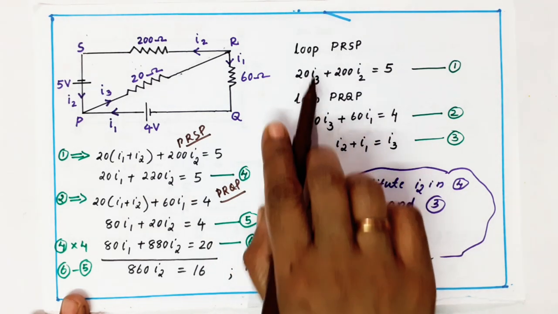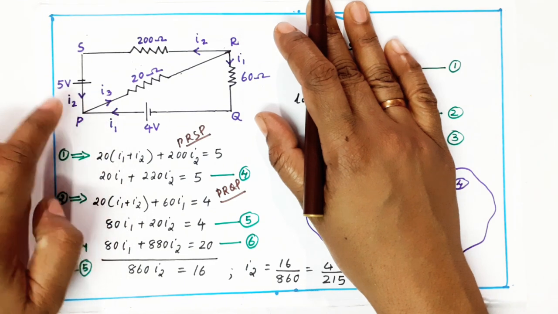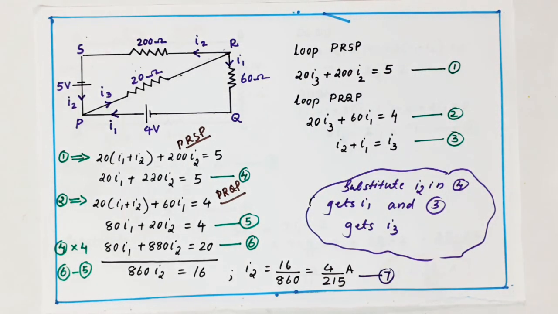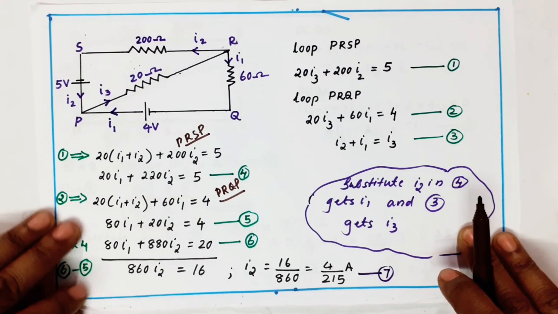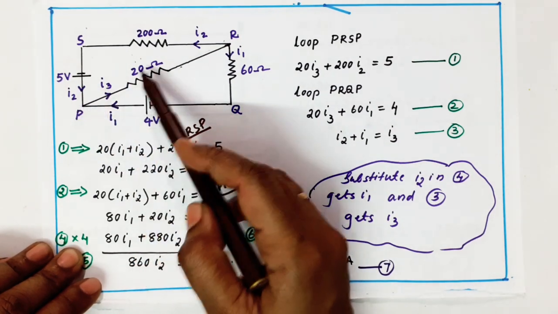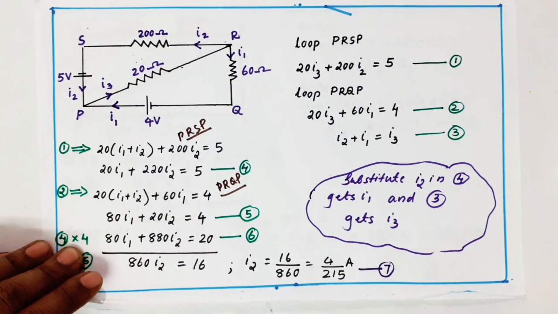These two equations I have written in terms of I3. I told you here I3 is nothing but a combination of I1 and I2. This question is very simple. Only one thing: the current coming out from the cell should be the same current going into the cell. That idea should be there. That's a very important thing we need.